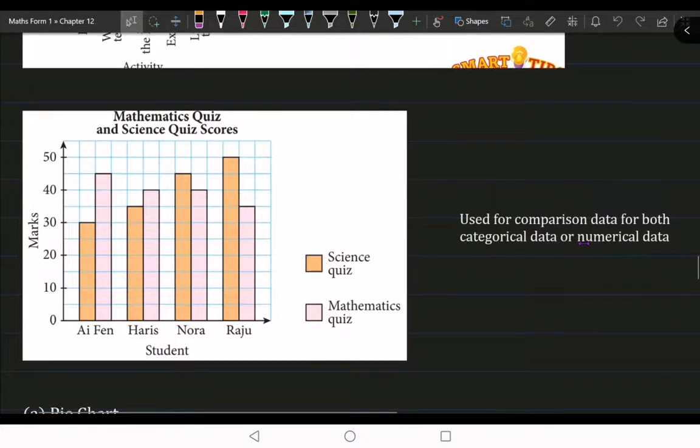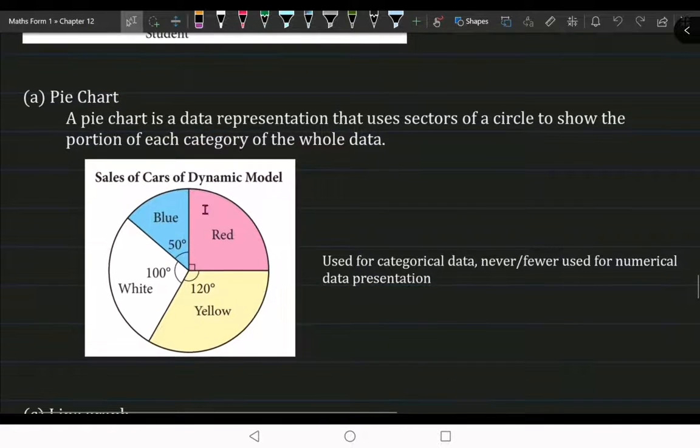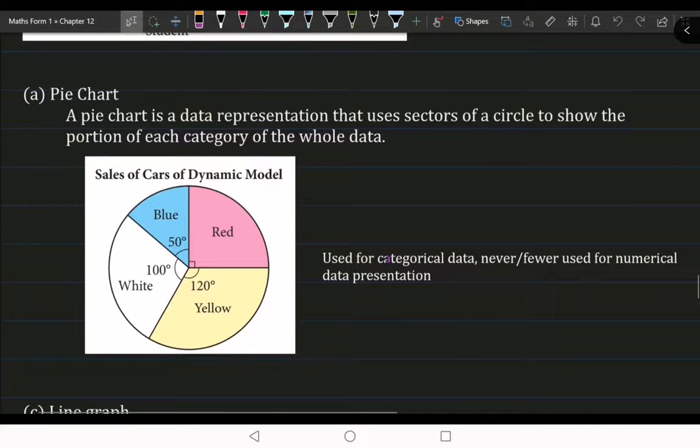Numerical data actually is discrete numerical data. Okay, this one is a circle divided into several parts. We call it a pie, divided into several parts, sectors. In mathematics we say sector; the common name is pie. So we call this one a pie chart. Usually this one is used for category data, never or rarely used for numerical data representation, especially to present categorical data.